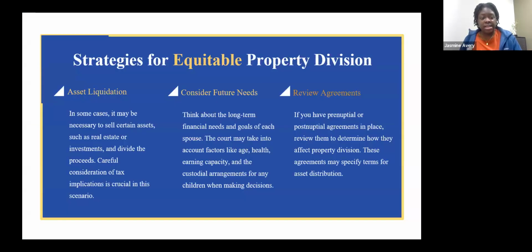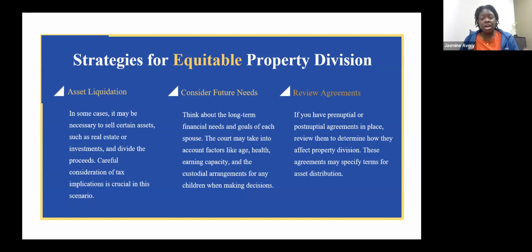Asset liquidation. In some family law cases, it is going to be necessary for you to sell certain assets, especially when it comes to real estate. The homes are typically the biggest thing that we argue about. It's the biggest player on the board. It has the most value, not just monetary value, but there's some significance to it as well, and some emotional ties to the homes in most cases.